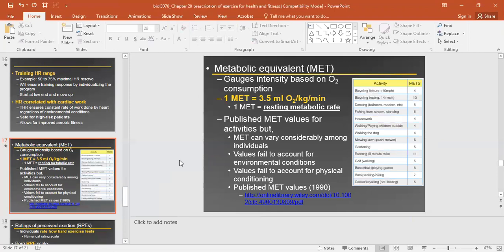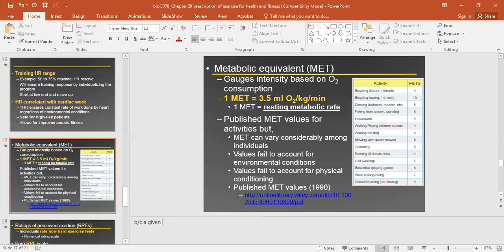So the metabolic equivalents are something that one of the group presentations discussed. They did a really good job of showing you a calculation and how to calculate calorie expenditure. So 1 MET is basically an indication of the amount of oxygen that you would consume at rest. So 1 MET is considered a resting value.